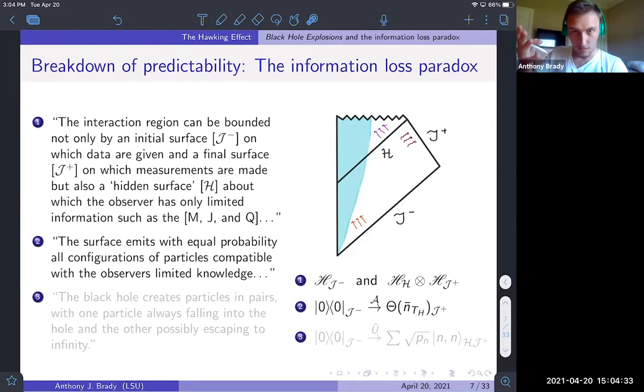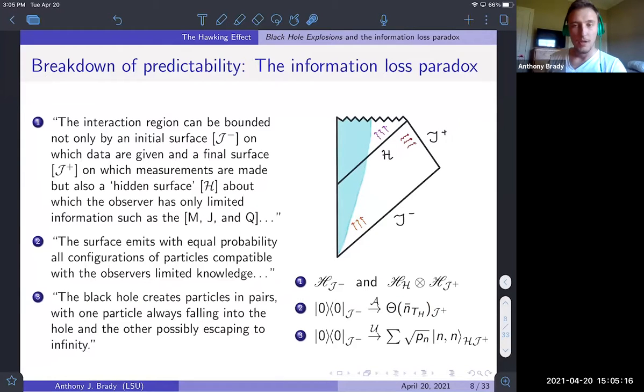The second step is related to this 1974 paper. The surface emits with equal probability all configurations of particles compatible with the observer's limited knowledge. This is just the statement that the black hole spontaneously emits radiation, and it's completely incoherent and thermal and only characterized by one parameter, which is the temperature, which in the case of a Schwarzschild black hole only depends on the mass. So this is a thermal state with a mean number of photons n-bar, and has a spectrum which is Planckian. So it's not only a thermal state, it's Planckian distributed according to the Hawking temperature.